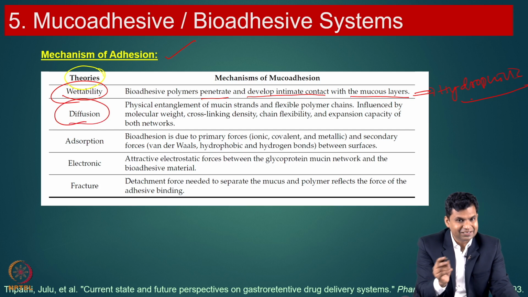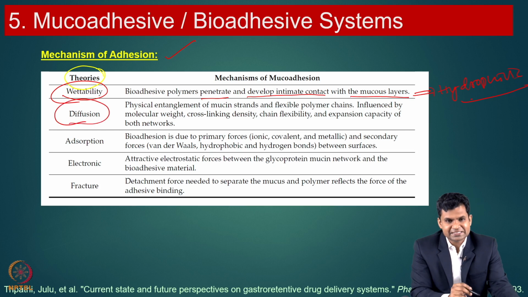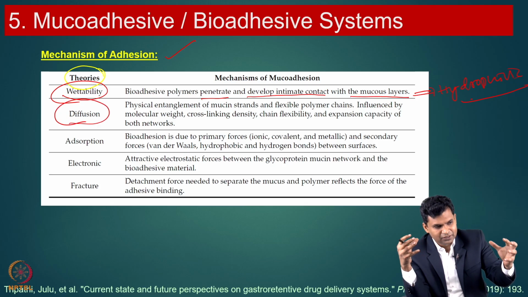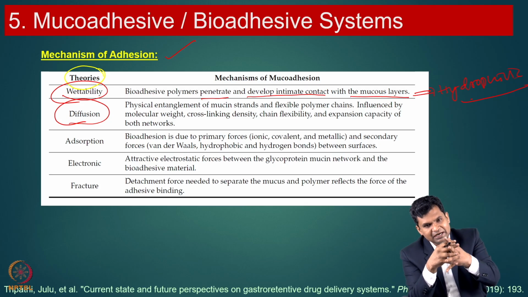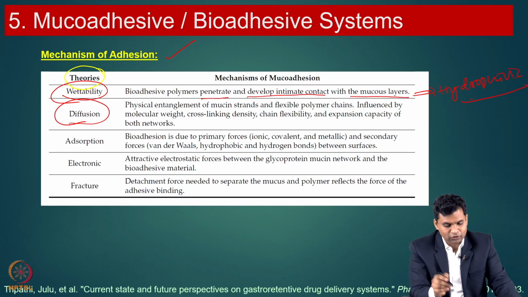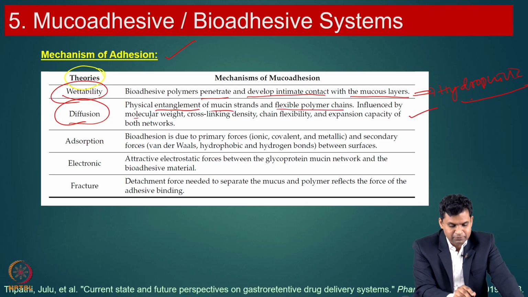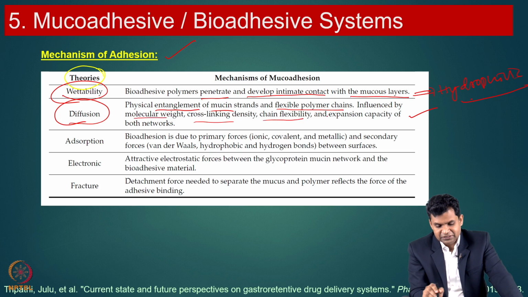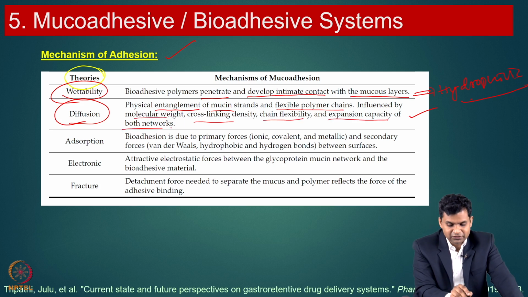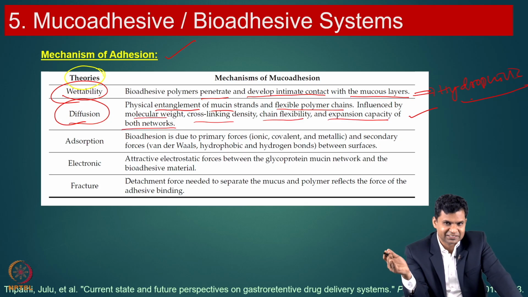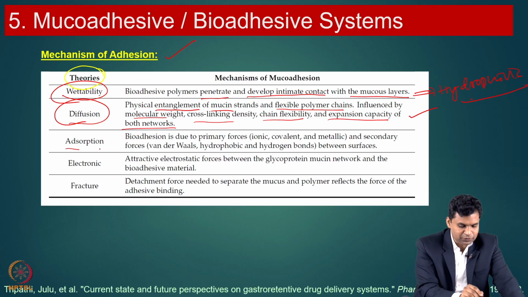Now, the diffusion I have already explained in the stages. This is another mechanism, which helps in the diffusing of your polymeric material and interacting with the mucin, and that will form the physical entanglement of the mucin. Yes, flexible polymer chains are very much required, and this can be influenced by the molecular weight, cross-linking density, chain flexibility and expansion capacity of both networks. All these topics we are going to cover in the mucoadhesive drug delivery system separately. And then the adsorption mechanism.